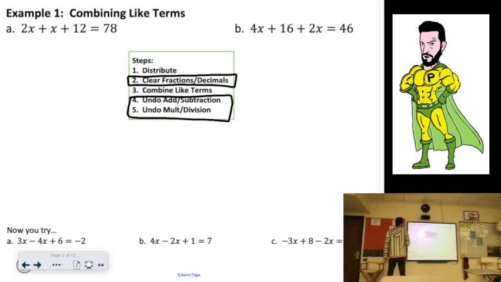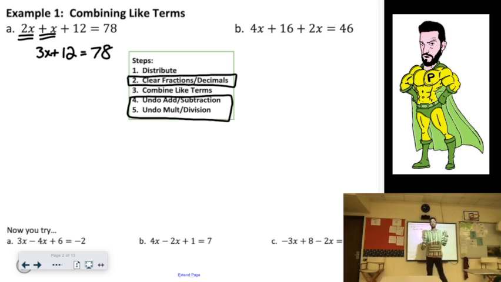So number A, if we're running down the steps, distribute, there are no parentheses on this problem, so we can skip step 1. Step 2, clear fractions and decimals, there aren't any, so we're already to step 3, combine like terms. On the left side, I see 2x plus x. If you have 2 x's, I give you another x, you have 3 x's. So I'll have 3x plus 12 equals 78. That's a 2-step problem now. You guys were great at 2-step equations. I see plus 12. If I know I have to get rid of plus 12, we're going to cancel that out with a minus 12.